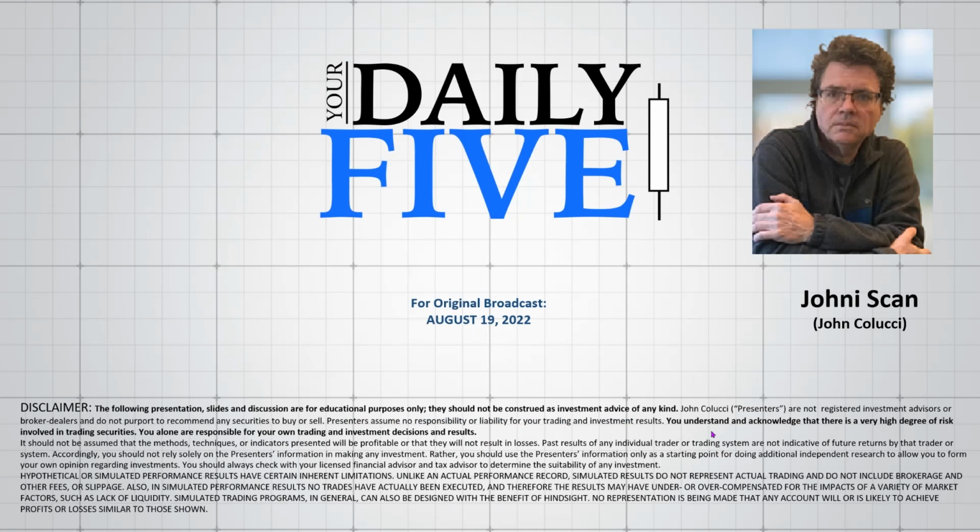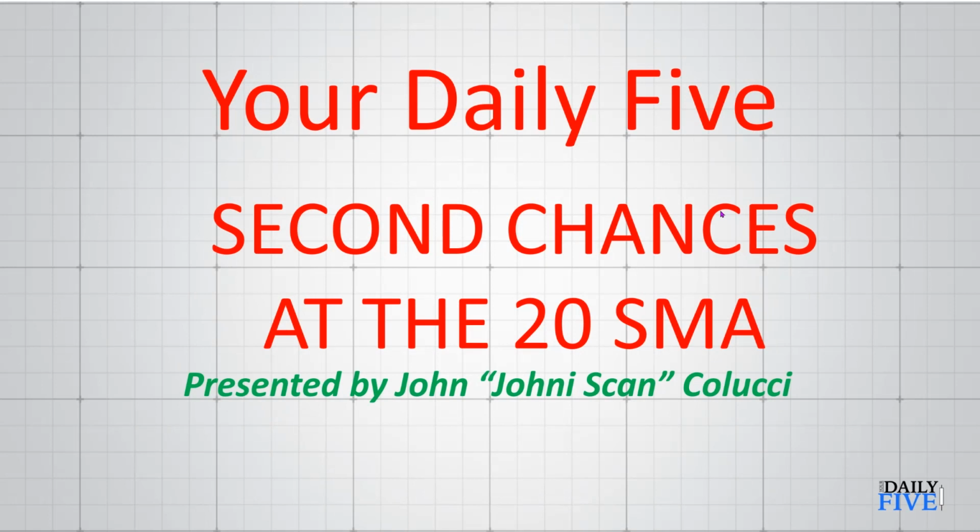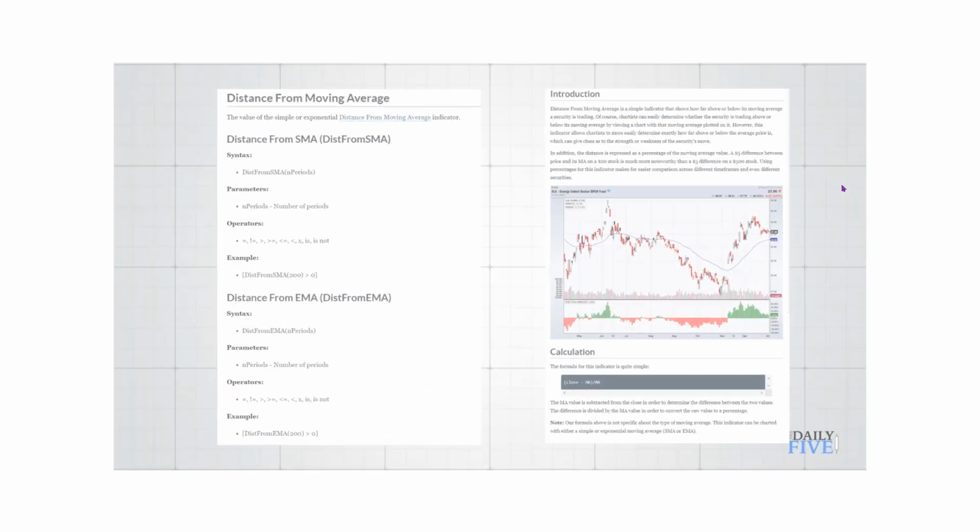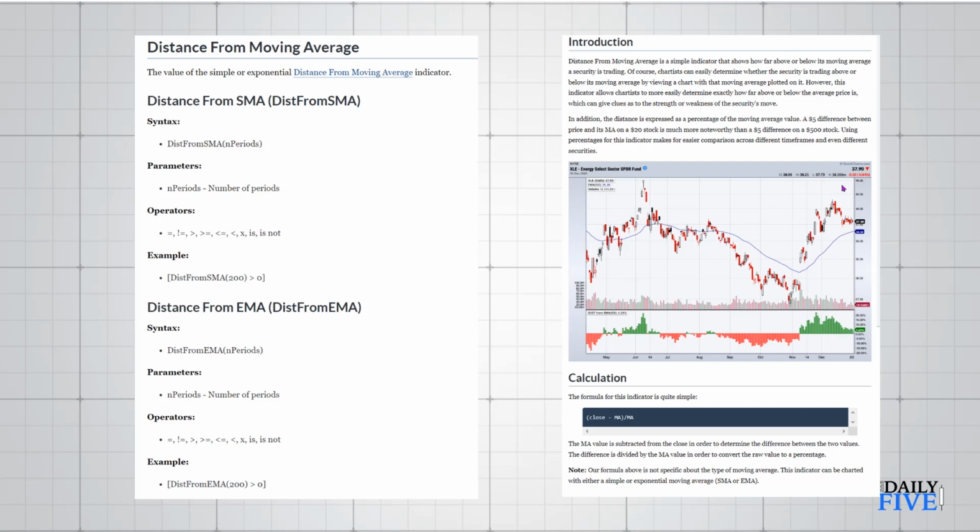Very interesting scan coming up for you today. Let's take a look at whether we can find second chances at the 20-period simple moving average, the 20 SMA. StockCharts has a real interesting feature for us to be able to do that. So we can scan for the distance from a moving average, either a simple moving average or indeed an exponential moving average.